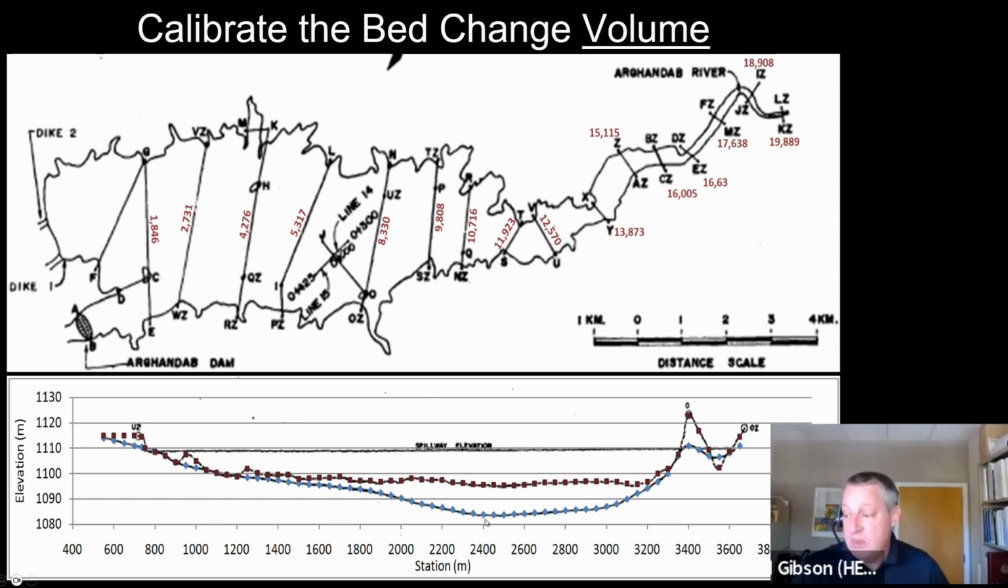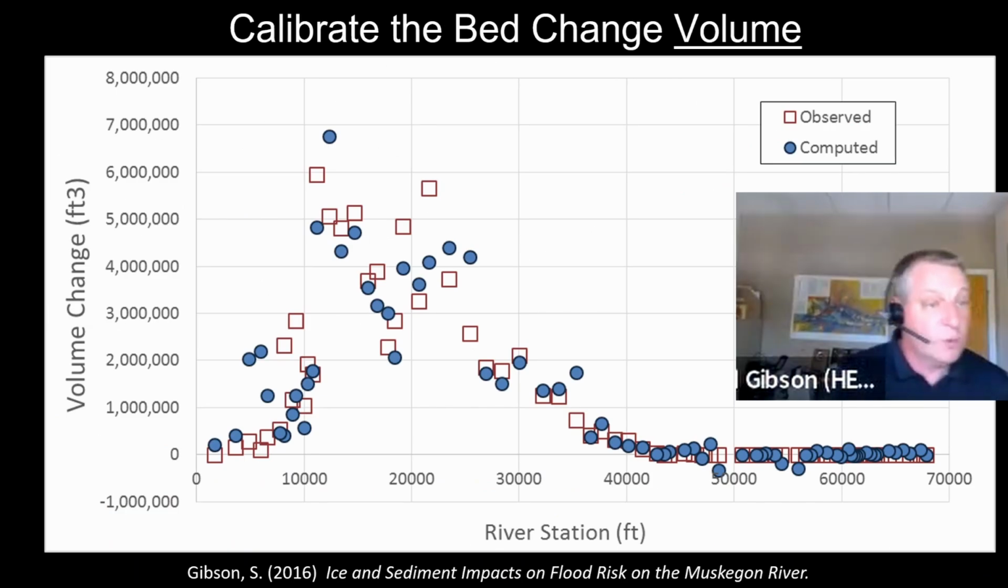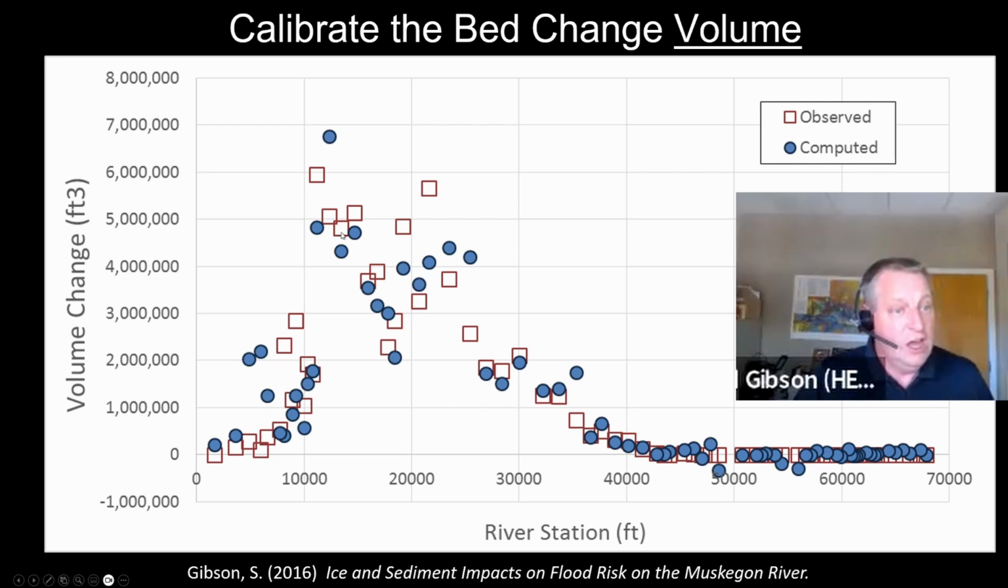And so then you compute this area and you multiply the area by the length of the control volume, and you've got a volume. And so this is a discrete volume change calibration I did on the Muskegon, and each of these points is the volume change, both computed and observed. This is a pretty good calibration. I'm pretty happy with it.